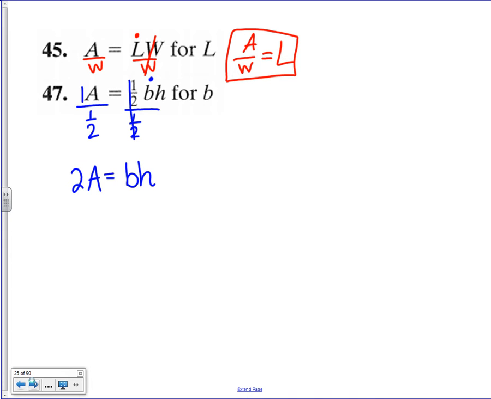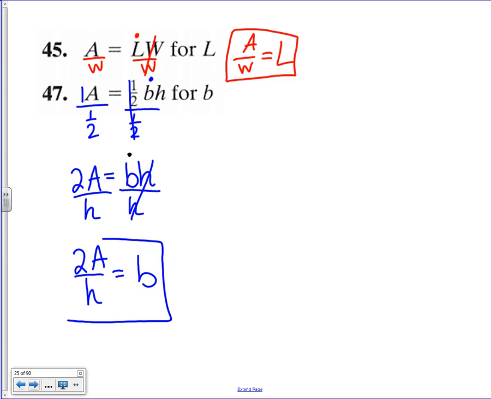Remember, we're still trying to solve for B, which is right there. So now we need to divide by that H. And I have 2A over H, the H's cancel over here, equals B. Again, you can pause, stop, restart, replay this video as much as you might need.